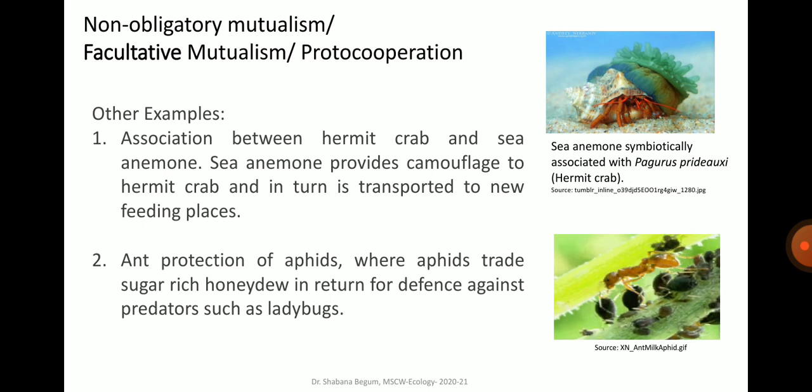The association between hermit crab and sea anemone is yet another example for facultative mutualism. Here, the sea anemone provides camouflage to the hermit crab and in turn is transported to new feeding places.